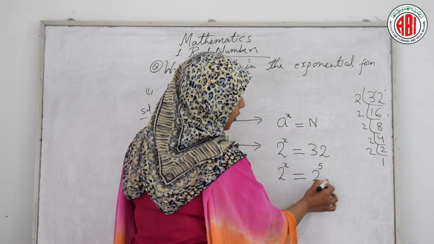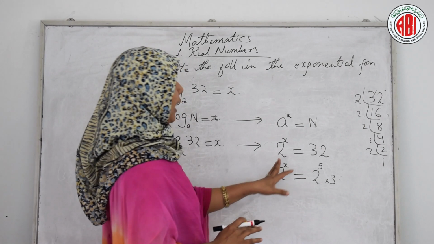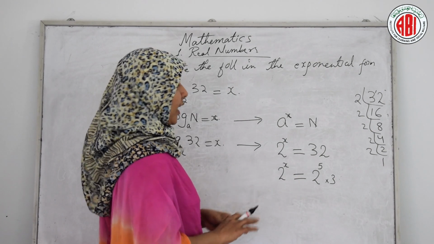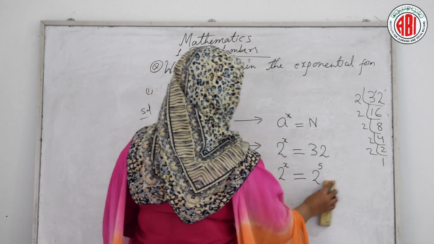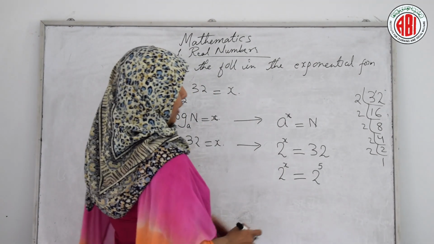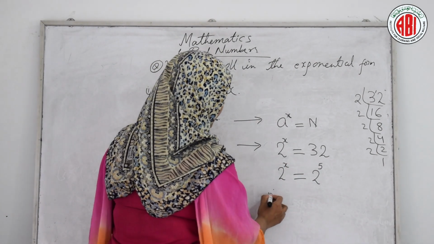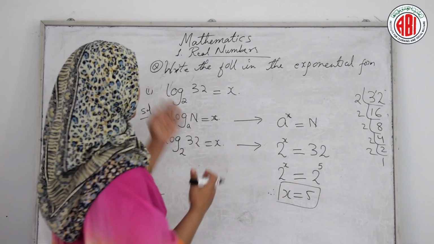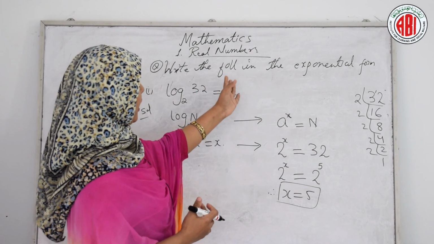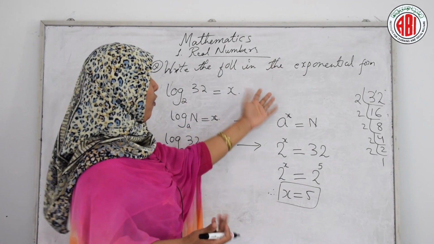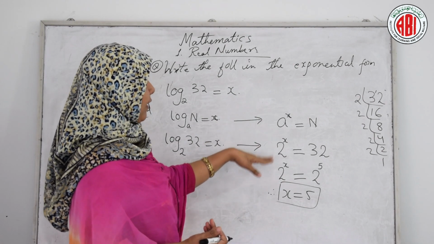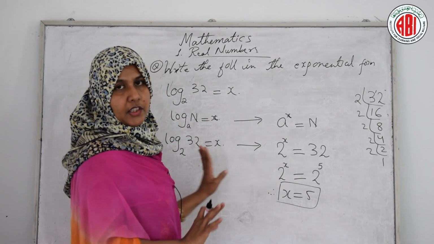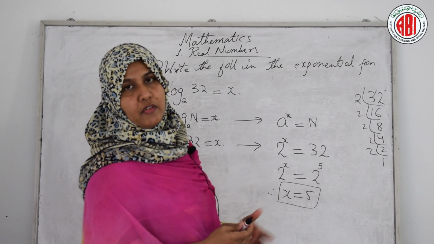Suppose if we get 3 here, then the bases are not the same. We can't get the value of x. You have to use another method to get the value of x. But here we easily get that. Easily we can say that the value of x is nothing but 5. That means x is equal to 5. Here you just have to convert this logarithm into the exponential form. After writing in the exponential form, we got the value of x as 5. So this is the first one. Next one we will do.